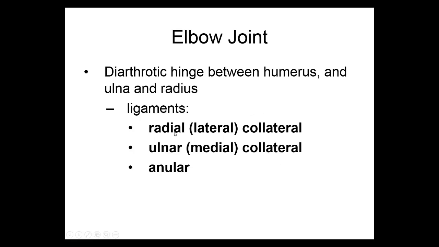We have a ligament on the lateral side or on the radial side. We call that radial collateral ligament that connects the humerus and the radius together. On the medial aspect, we have the ulnar collateral ligament that connects the ulna and the humerus together. And then we have the annular ligament that connects the ulna with the radius. It spins around. Anytime we have something that spins around, we're going to call that annulus. And here we have annular ligament.